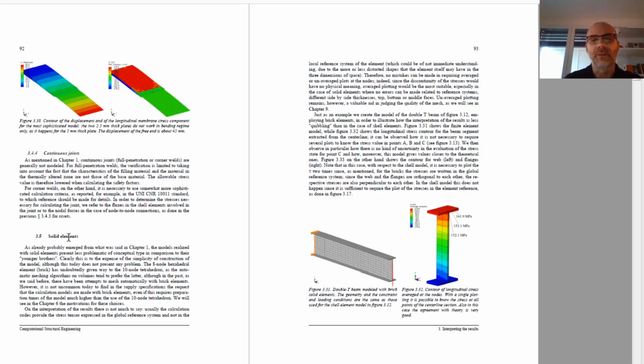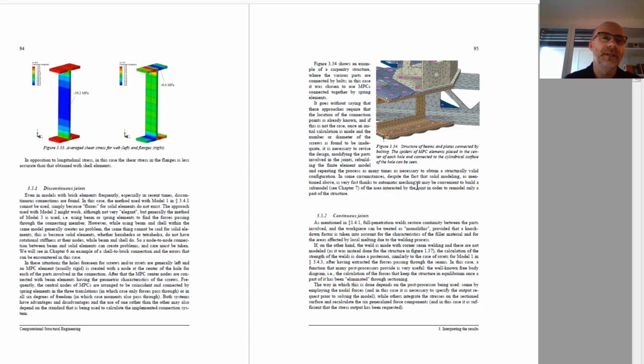Then with solid elements we rebuild the same beam, and here it's shown that there is no way of dealing with the intersection here, because the geometry is correctly represented by the 3D models. And then again some words are spent on discontinuous joints.